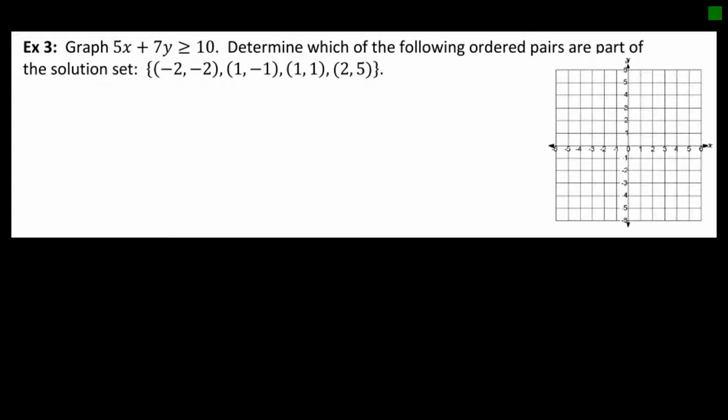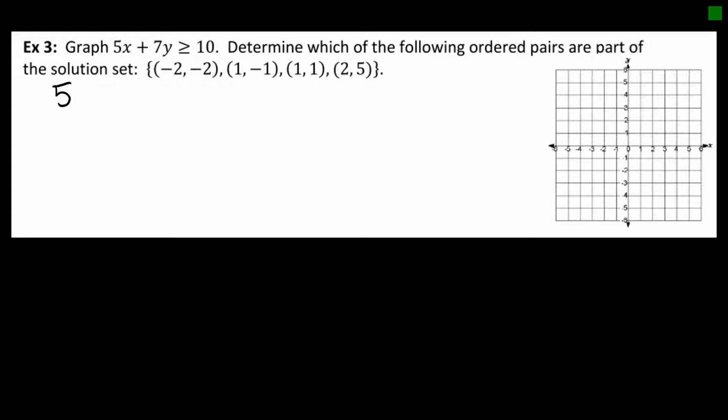All right, the next one, it says graph 5x plus 7y is greater than or equal to 10, and then determine which of the ordered pairs are part of the solution set. So basically, I'm going to graph it, and then I'm going to see if these points are where the shading is. Okay, so the tricky part is if you have a dotted line and it asks you if it's on that, it's not going to be on it because it's a dotted line. Because remember, it doesn't include that line. It just is the boundary for it. So they're trying to throw me off here.